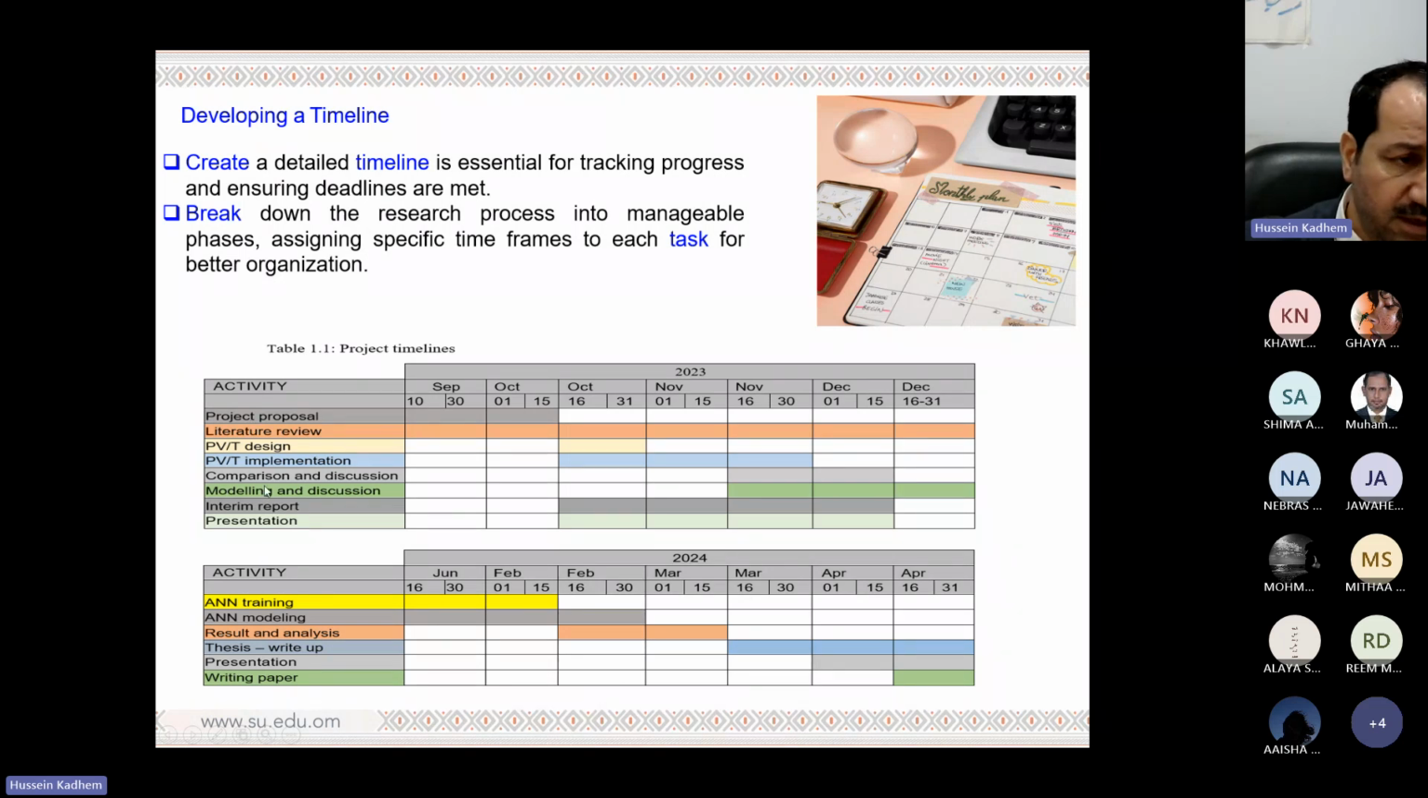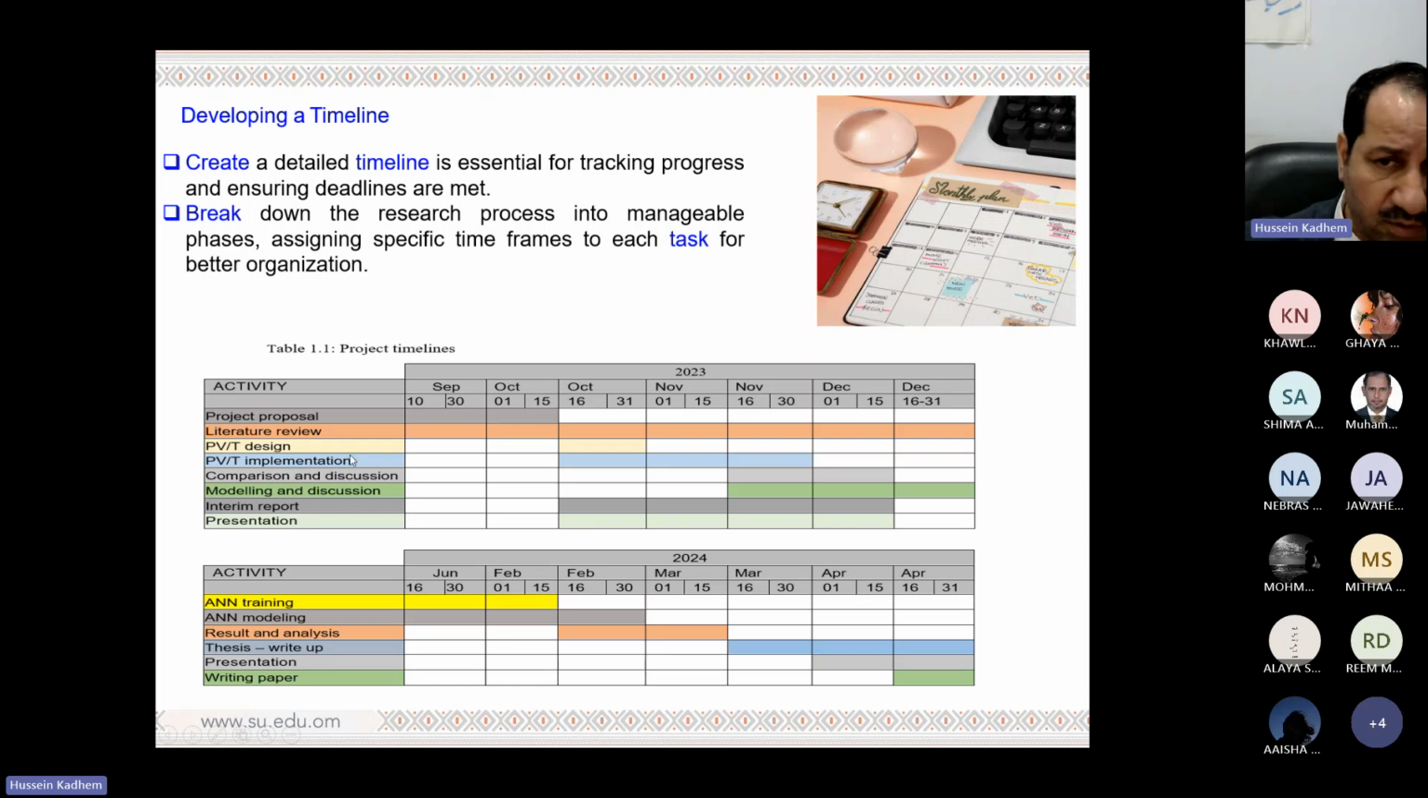By the way, this is at the beginning. Later on, they put more details into this timeline. You can use any software to make your timeline, for example, a Gantt chart or Microsoft Project. You can use it. This is at the beginning when you write your proposal.